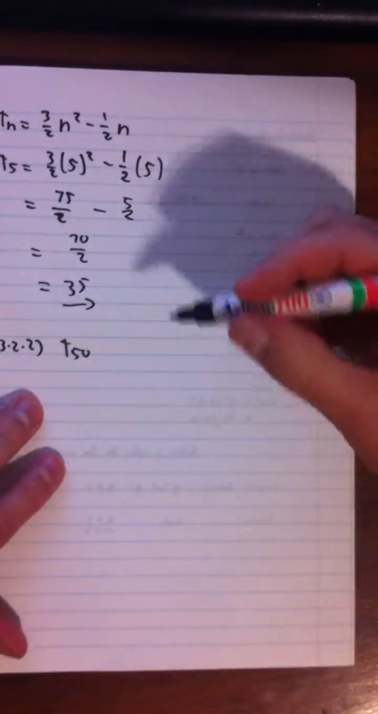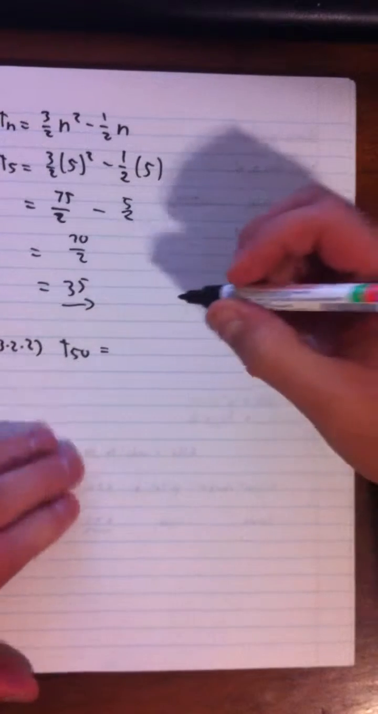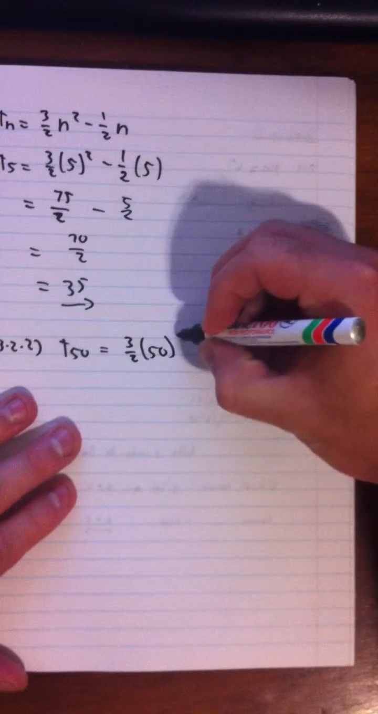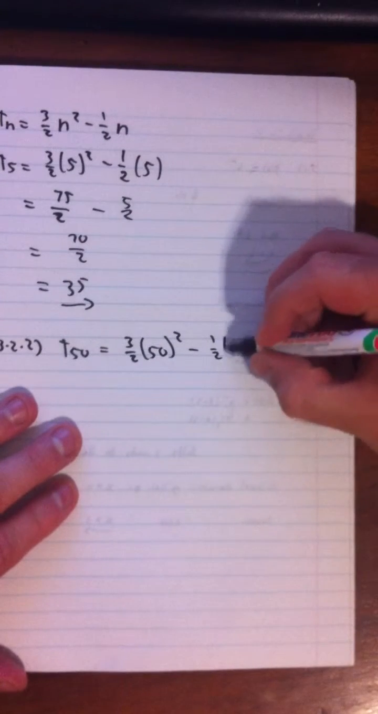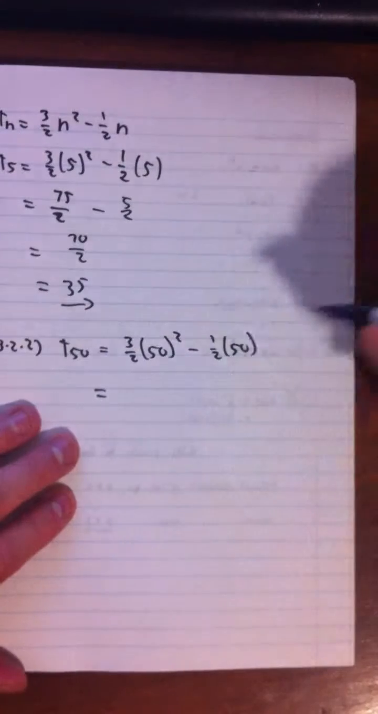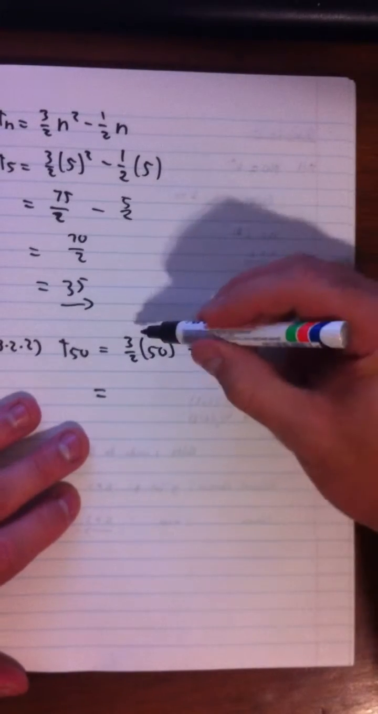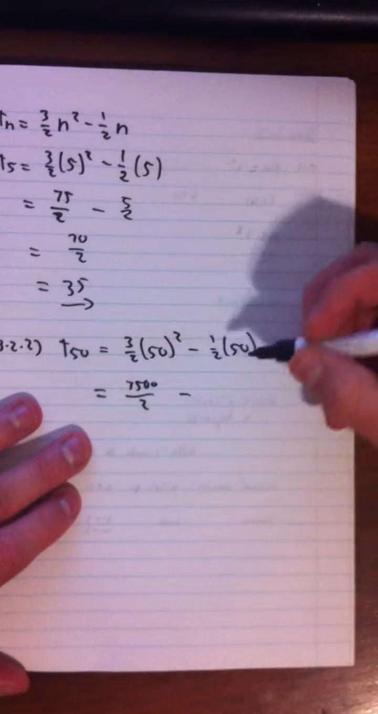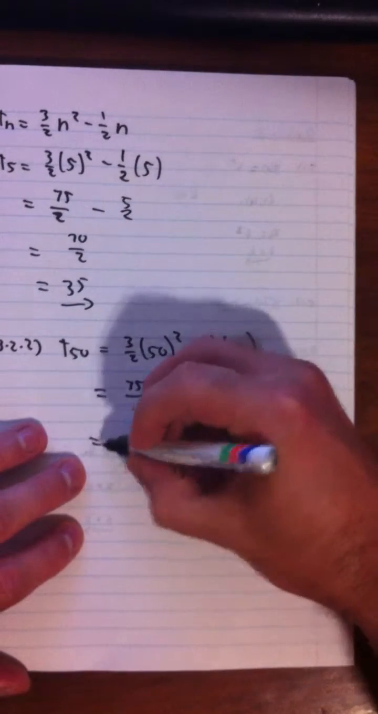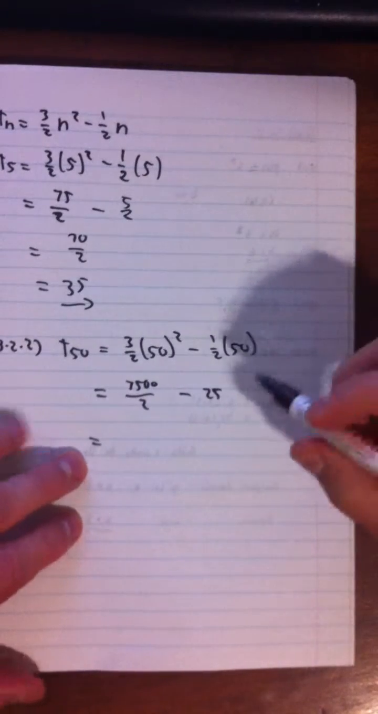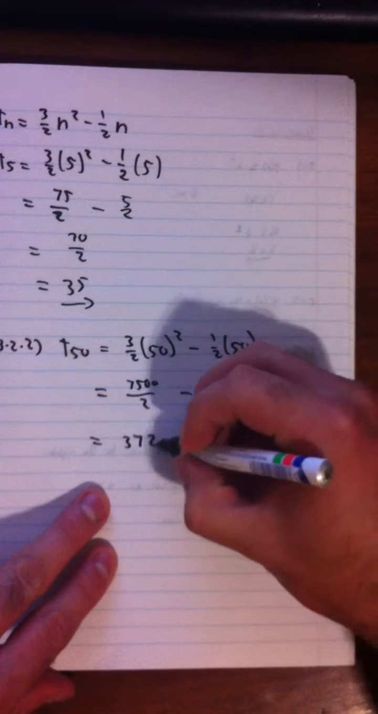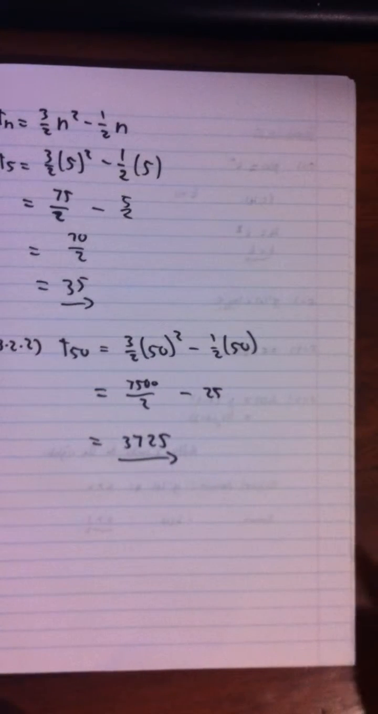But now we already have this formula, so we can just work out T50, and that is equal to 3 over 2 times 50 squared minus a half times 50. Okay, 50 squared is 2,500 times 3 is 7,500 over 2 minus half times 50 is 25. Okay, 7,500 divided by 2 is 3,750 minus 25, 3,725. There you go, that's term 50. And that's it for question 3.